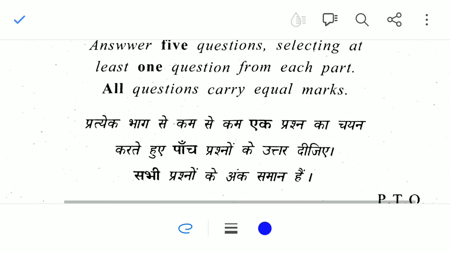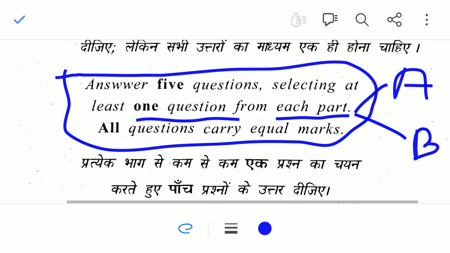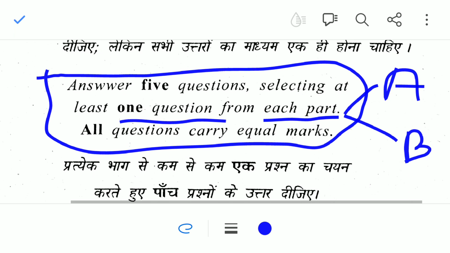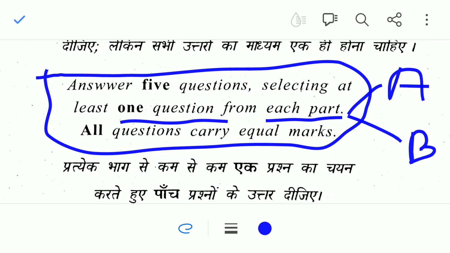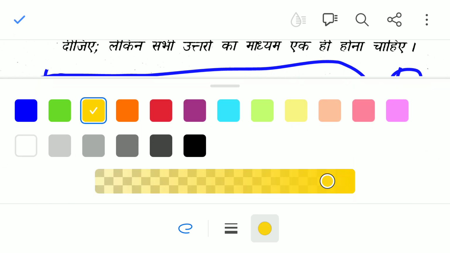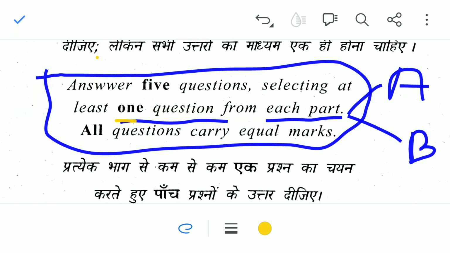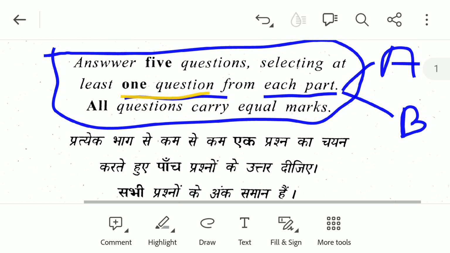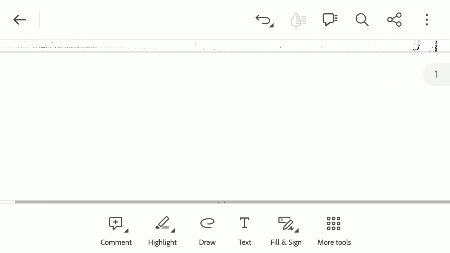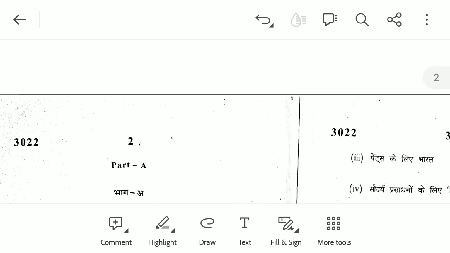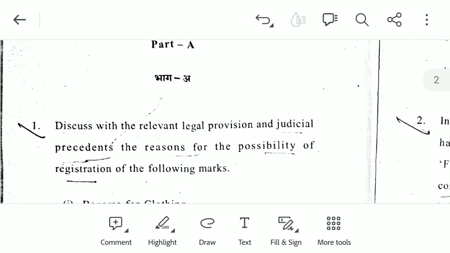So be with me. Okay, now we have got the answer to the question regarding the pattern. There will be two parts, A and B, and you have to attempt one question from each part. Now come to the questions one by one. Here you can see the part A.